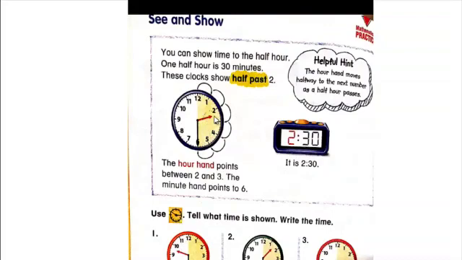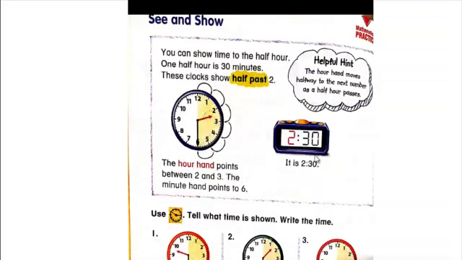When the hour hand is in between two numbers, that hour 2 and the next hour 3, and the minute hand is pointing to the 6. So the 6 means that half past 2. So when the minute hand is pointing to 6, this means that 30 minutes passed. Okay? So when you read the time on an analog clock, you will say half past 2.